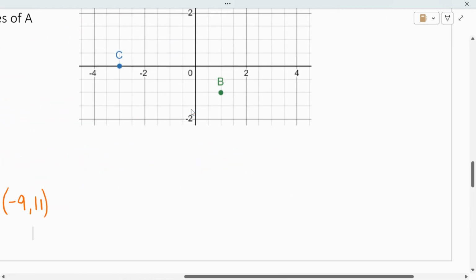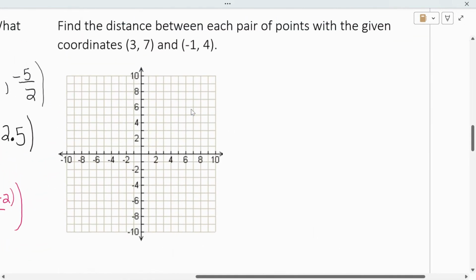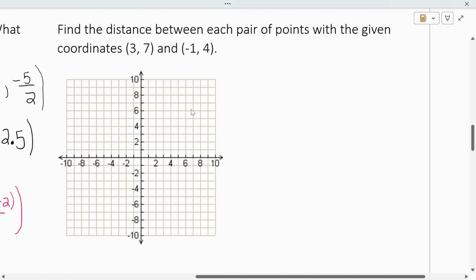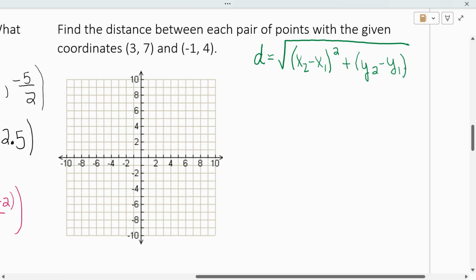All right. We have 2 more examples. Find the distance between each pair of points with the given coordinates. So now we're using the distance formula. I'm going to write it up here again. It's on the front of your journal. D equals the square root of x sub 2 minus x sub 1, the quantity squared, plus y sub 2 minus y sub 1, the quantity squared.